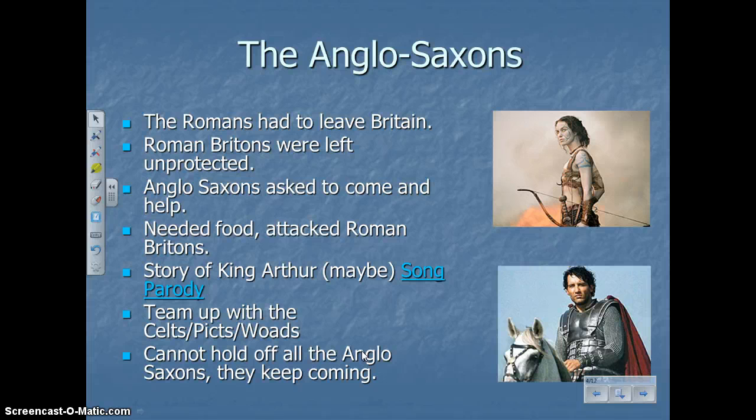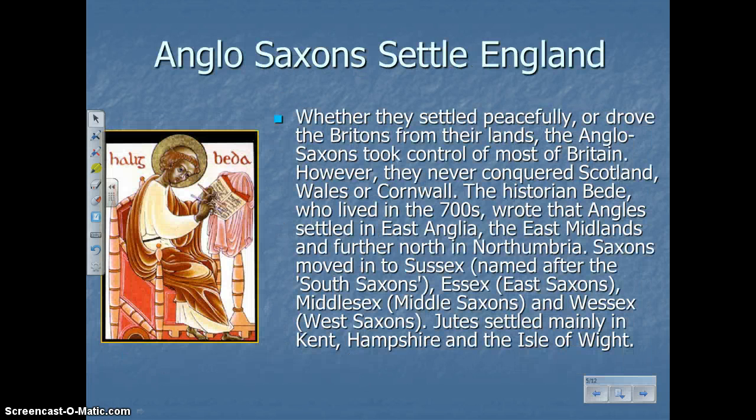But in the very beginning, why were they originally there? They were invited. They were asked to come over to help them fight. Okay, thanks, you can go home now. But they didn't. So they begin to settle England. And whether they settled peacefully or drove the Britons from their lands, the Anglo-Saxons took control of most of Britain. They never conquered Scotland, Wales, or Cornwall.